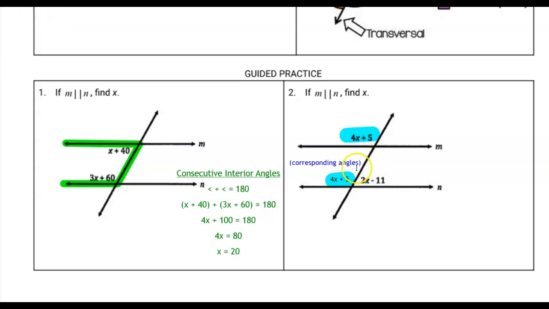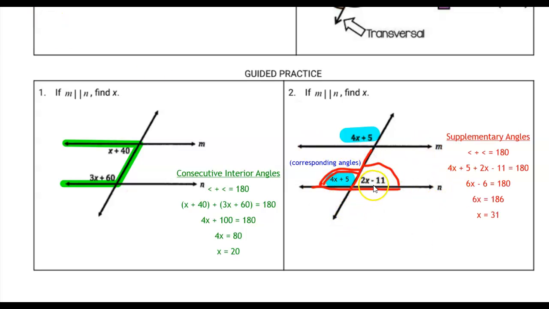I'm able to make that allegation because I know that M and N are parallel, and I know that any two angles in the same position but different intersections, like top left on this intersection and top left on this intersection, are corresponding to each other. Once I do that, then I can identify one more thing about this situation. I can identify that this angle, 2x minus 11, and this angle, which is 4x plus 5, are supplementary. In other words, they form a straight line, and two angles that form a straight line in this way add up to 180 degrees.